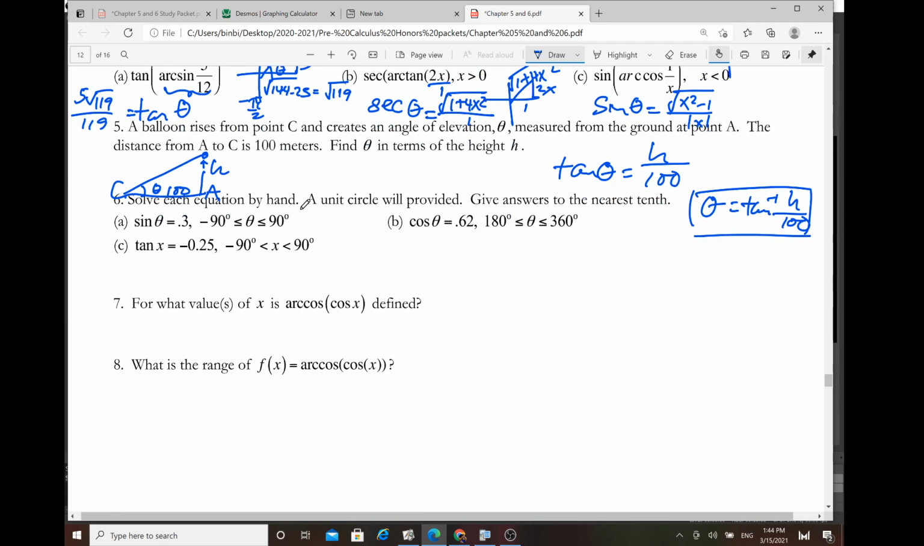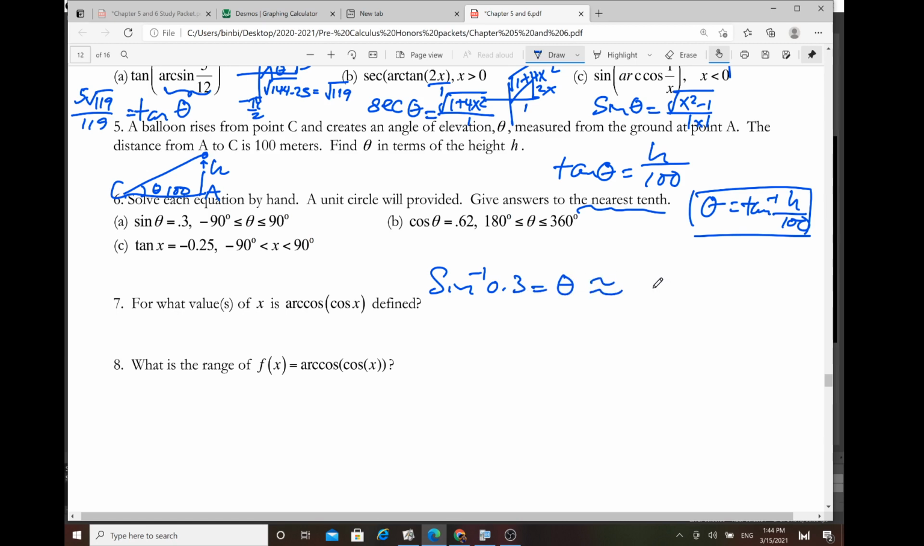So solve each equation by hand. A unit circle will be provided. Give an answer to the nearest tenth. Okay, so 0.3. Well, if the unit circle is provided, we can measure it, but since you have to round it, just do it on the graphing calculator. So basically just take the inverse of the ratio of 0.3 in radians, so find out what theta is.